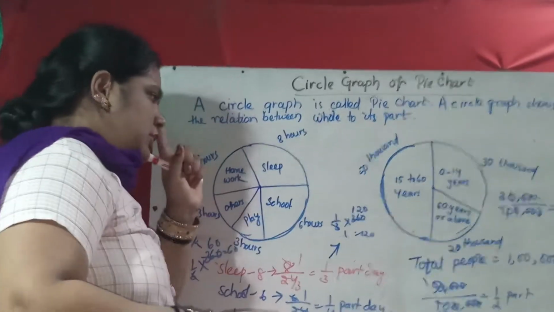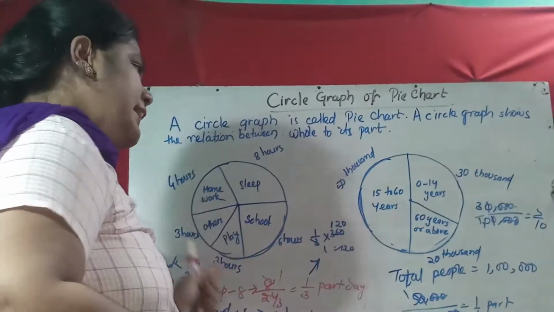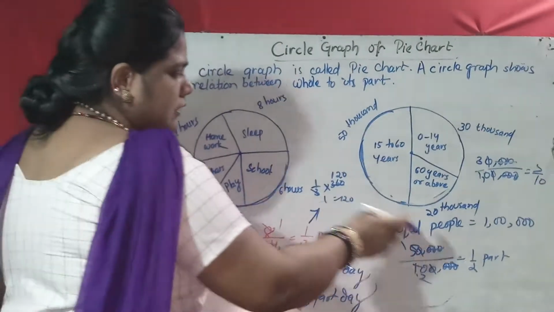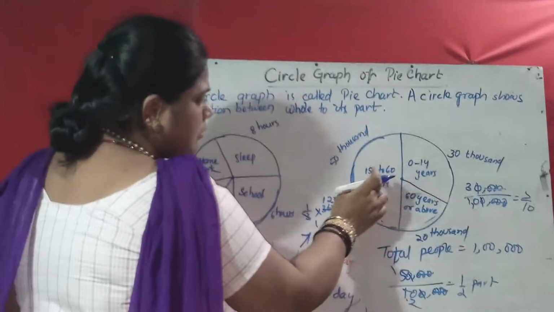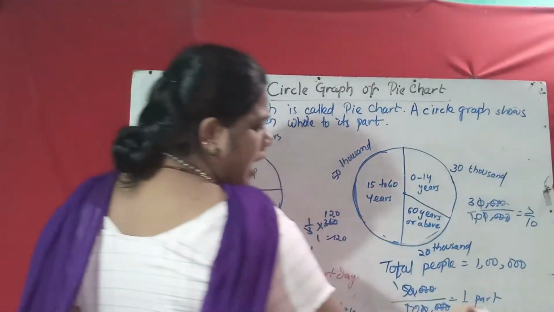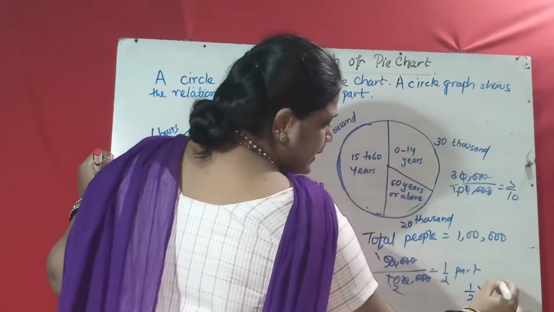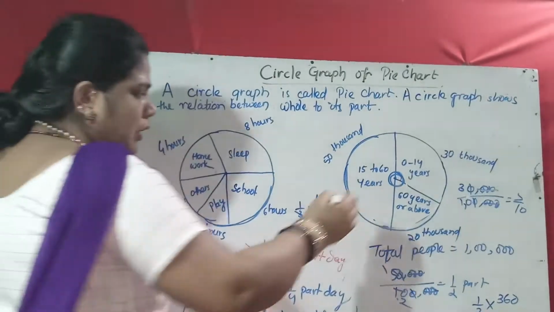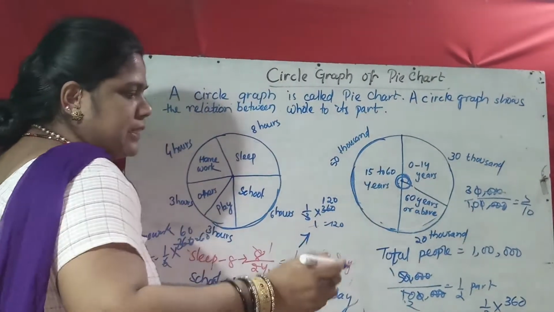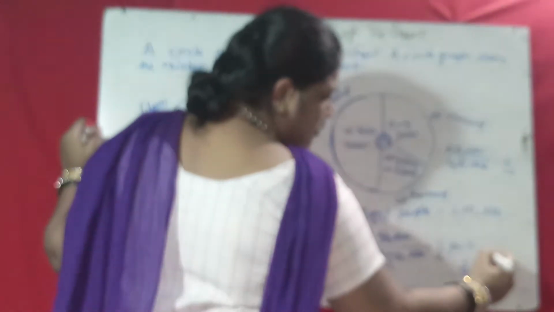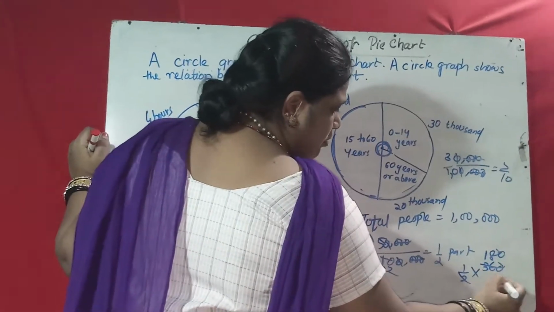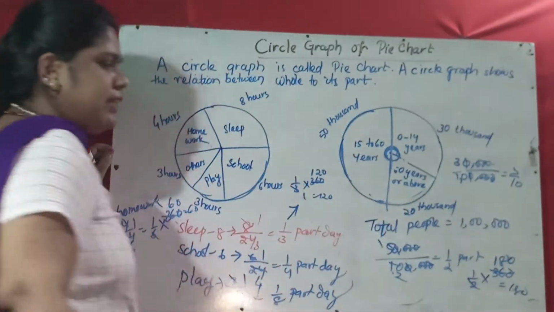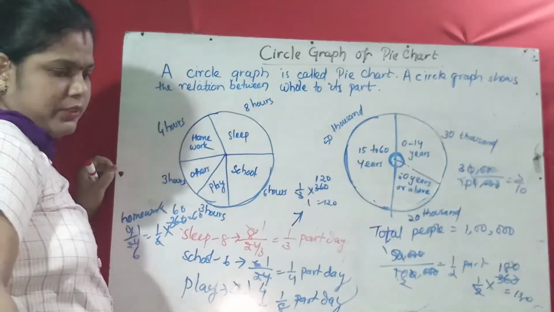So if degree is asked, then again you have to find out the degree. Suppose I ask how many degrees for 15 to 16 years. That is half, so half into 360 degrees. You have to remember that the total is 360 degrees. Half of 360 is 180 degrees. You get 180 degrees. Like this we will find out.